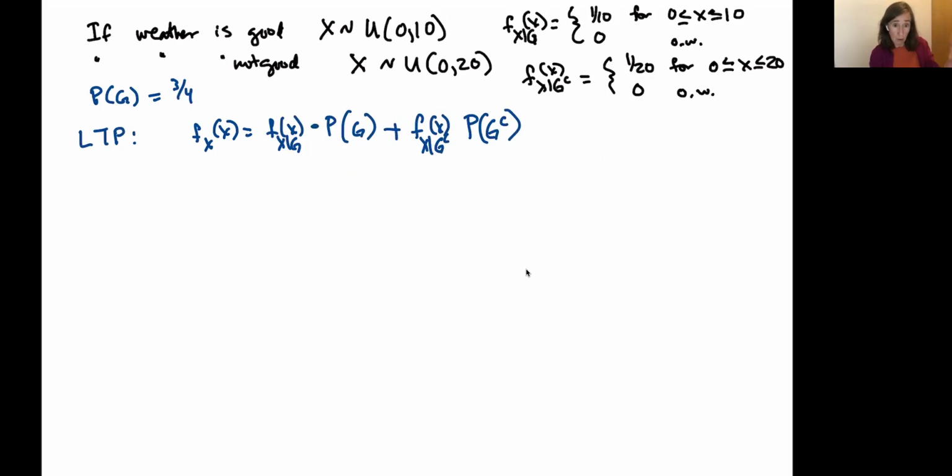The way I would know I was doing the law of total probability correctly would be if these probabilities of the conditioning events would have to sum to 1. I'd have to be covering the entire sample space here. So here we're just thinking about this simple partition of good weather versus bad weather. And that is how we would find the overall PDF, which would tell me, before I know whether the weather is good or bad, what the probability is that I have to wait a certain amount of time. Okay. All right, so that works the same.